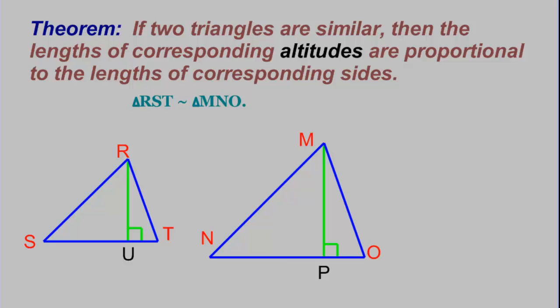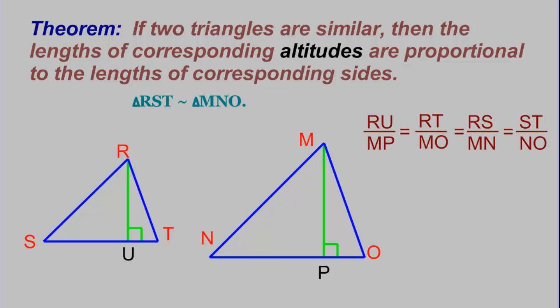Following this theorem, we can make the following claim. The length of RU divided by the corresponding length of MP, since they're both altitudes, would be the same as the length of RT over the length of its corresponding side. Or, put it another way, the length of RS over the length of its corresponding side. Or the length of ST over the length of its corresponding side. Take your pick, or take all of them if you want. They're all true. So it's basically like having a fourth side to the triangle that is also following the rules of proportion.